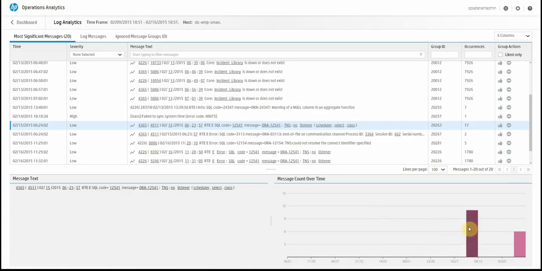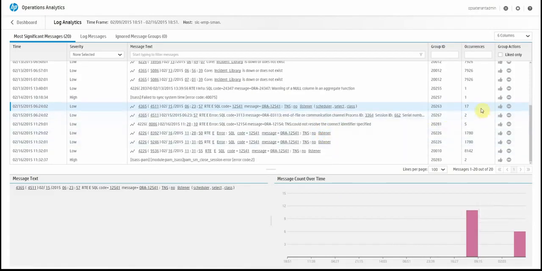As we click through these, we can look at the message count over time down here in the bottom right-hand corner. We can see that there were a significant number of these messages between a couple of dates here, February 15th, just after midnight through 9 a.m. There looks like 11 total messages, and then a second grouping on the 16th as well. So we can see that there's a significant number of these occurring that could be a challenge. And if we take a look at this, we can see that there's 17 of them over here.